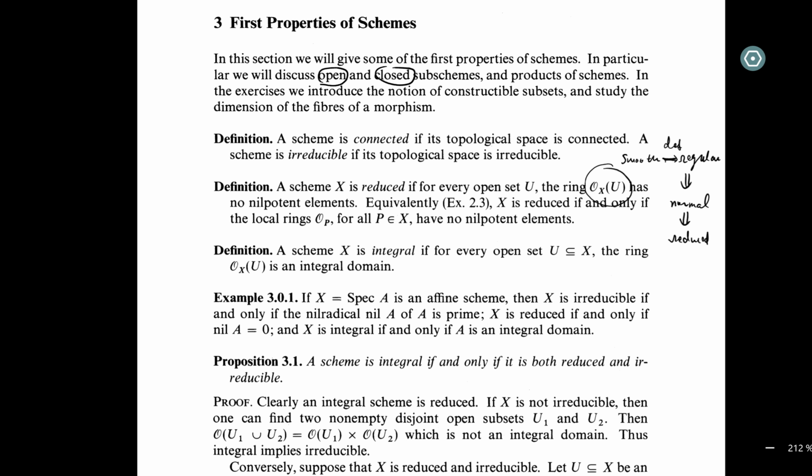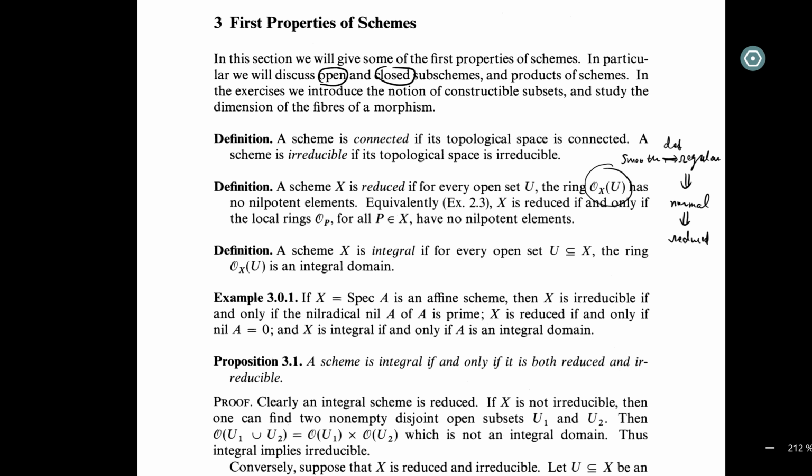Because normal means your structure sheaf, localized at a prime ideal, sorry, normal just says the stalk of your structure sheaf at any point is an integrally closed domain. So a priori, firstly it has to be an integral domain. So of course there should be no nilpotent elements. So where is it stronger than reduced?